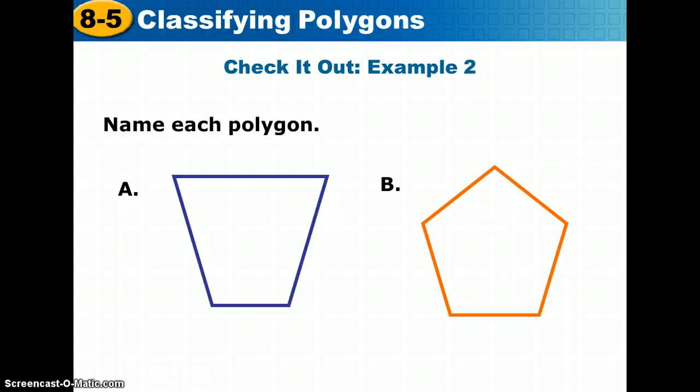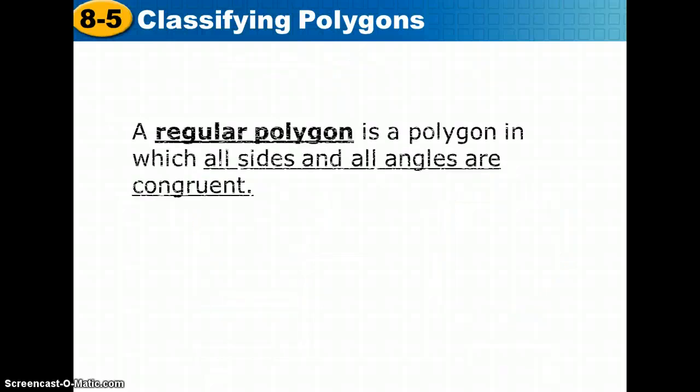Let's see if you can name these on your own. Pause and see if you can name these polygons. Alright, welcome back. A is a quadrilateral. It has 4 sides. B, of course, is a pentagon with 5 sides.